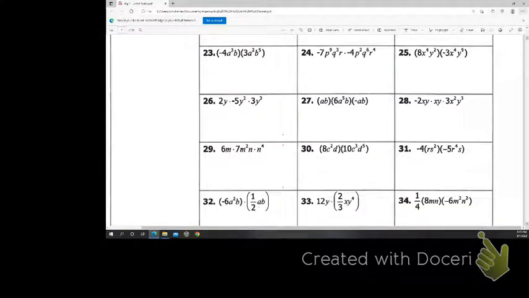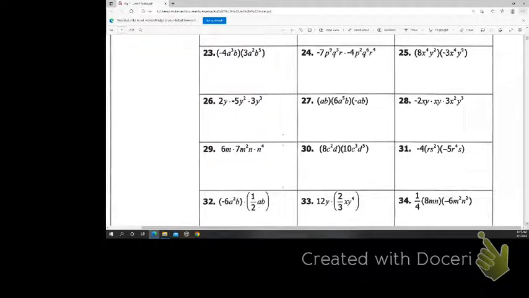A big difference between multiplying and adding and subtracting monomials is when we're multiplying monomials, they do not have to be like terms. In fact, they rarely will be like terms. If there's more than one variable as a part of the monomial, then they're usually arranged alphabetically, and you add the exponents separately. So, for instance, number 23 here has both A's and B's. So this is kind of like having 3 little problems all together.